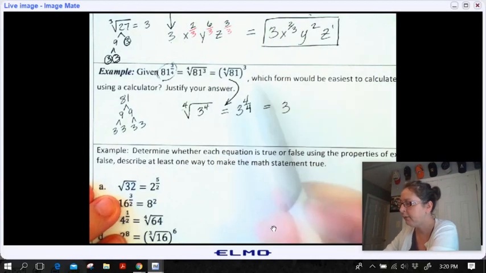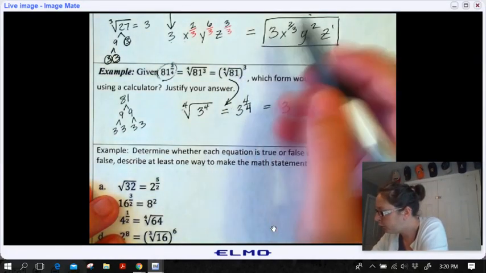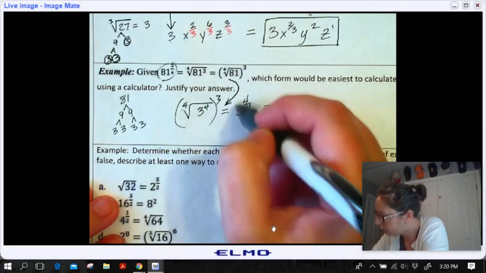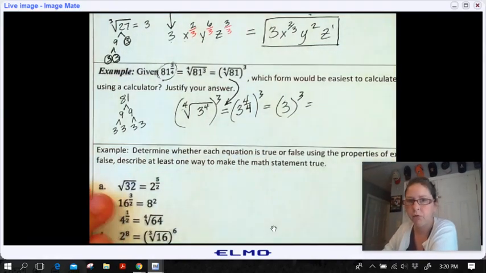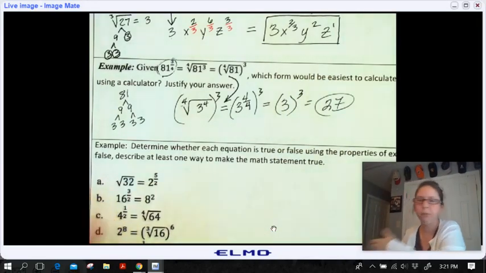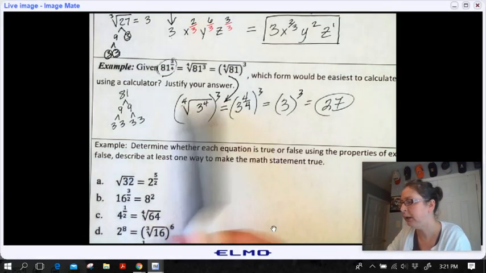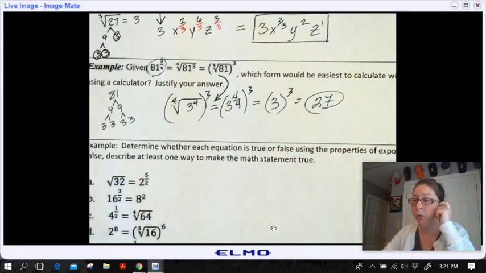Okay, now I saved this cubing for last. So we need to remember to cube it now. Okay, so 3 times 3 is 9. 9 times 3 is 27. I was able to do that really quick without a calculator, okay, because it's basic multiplication and then using that rule. And now if you want to check it with a calculator, you can. Let's do that really quick.